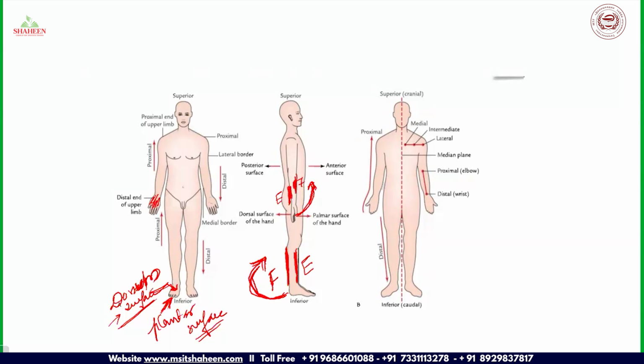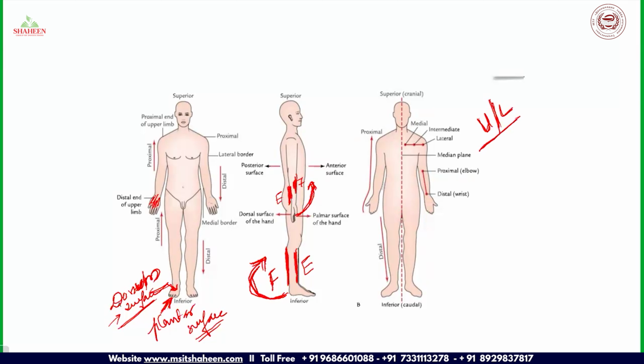Which surface is the flexor surface of your lower limb? Posterior one, not the anterior one. And what about the extensor surface of the upper limb? Anterior. Okay, can you just explain the flexor surface? Okay, that is in the case of the upper limb.